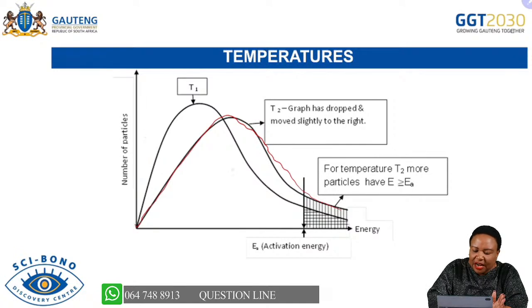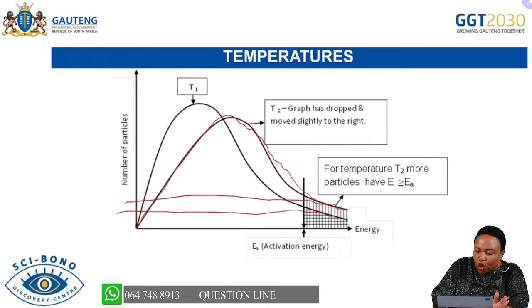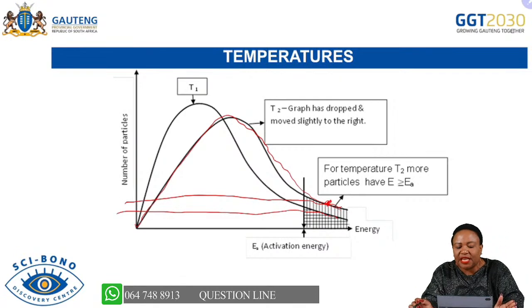This is the first graph. T1 represents before we change the temperature. T2 represents after we change the temperature. You can also look at the region where the particles or the activation energy is represented. You can see that in graph T2 we have more particles. If you refer to the graph, this region is higher than the first region. So there are more particles represented on our second graph, after we have increased the temperature.